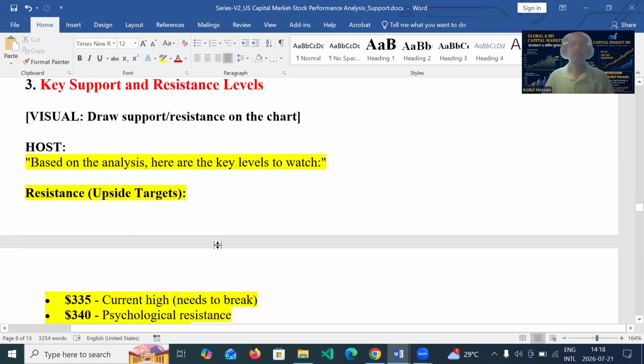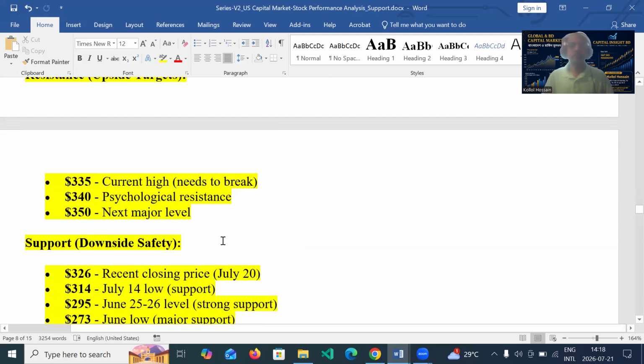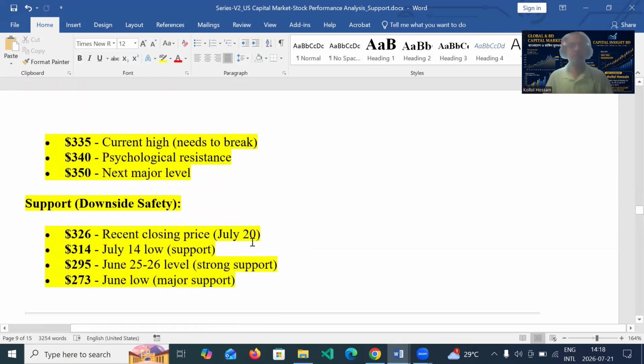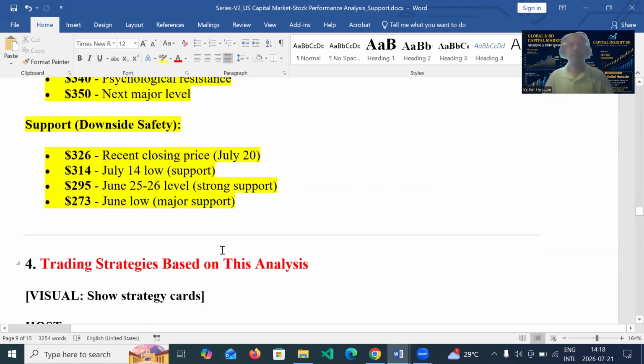Key support, and based on this analysis, these are the key levels to watch. 335 current high, need to break. 340 psychological resistance. 350 next major level. Downside safety. 326 recent closing price July 20. 314 July 14 low support. 295 June 25 to 26 level, strong support. 273 is June low, major support.